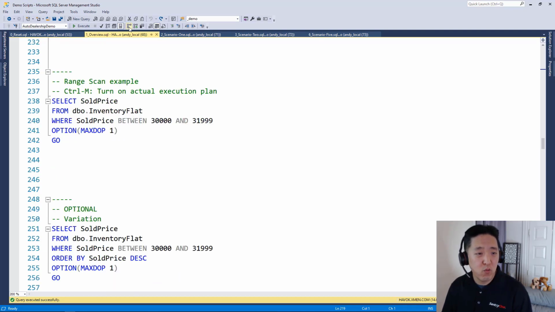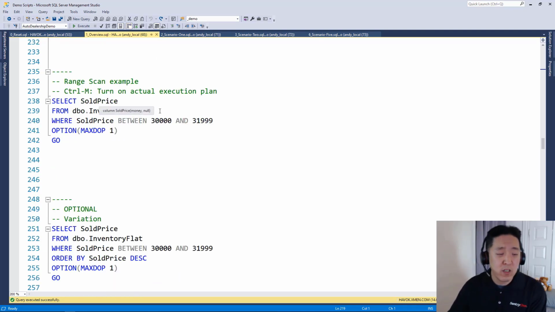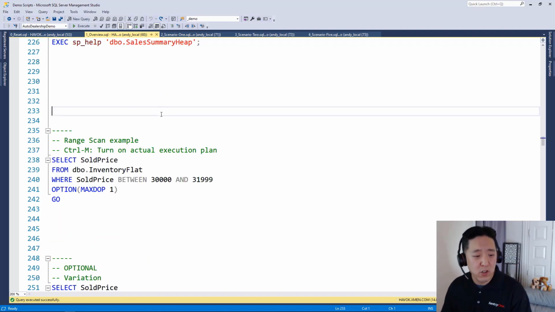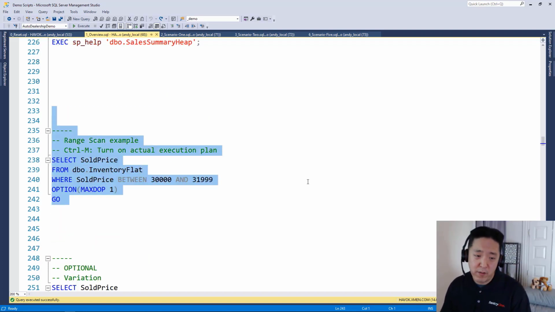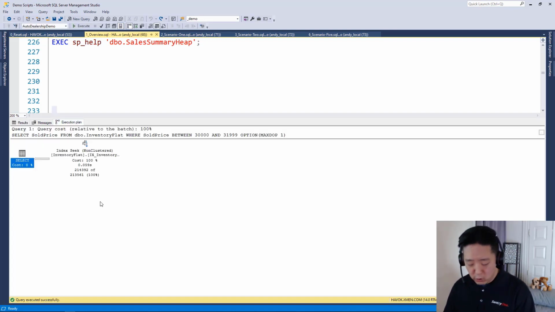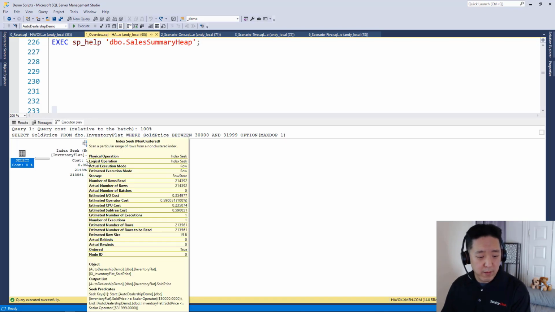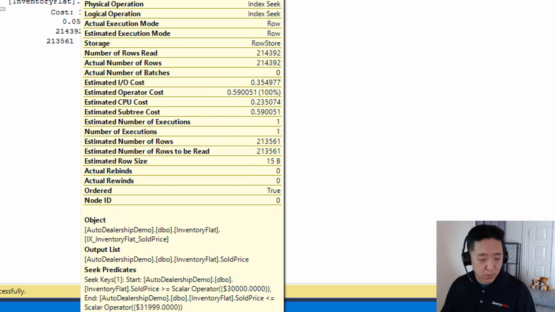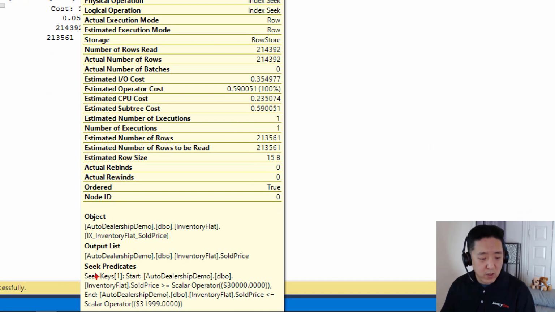All right, so let's do a quick range scan example. We're going to select sold price from inventory flat, where sold price is between these two values, 30,000 and 31.99. I'm also going to use OPTION (MAXDOP 1) just to prevent parallelism from occurring in this simple example. If we look at the corresponding execution plan, I have an index seek operation here. Looking at the seek predicates, we notice the seek keys start and end: my starting value of 30,000 and my ending value of 31.99.